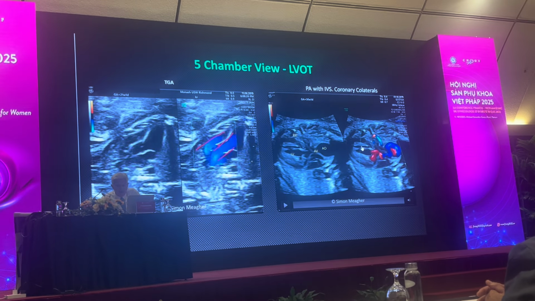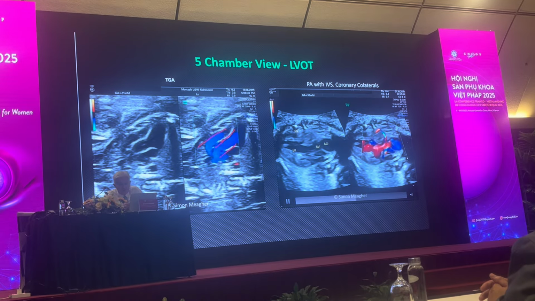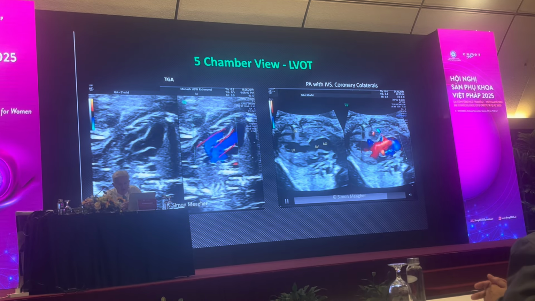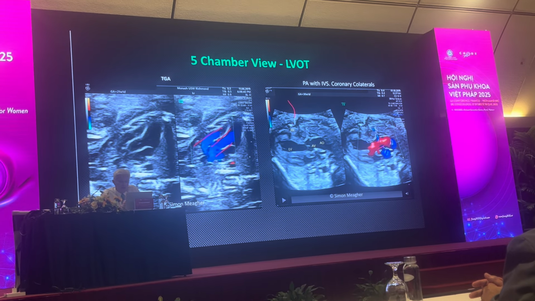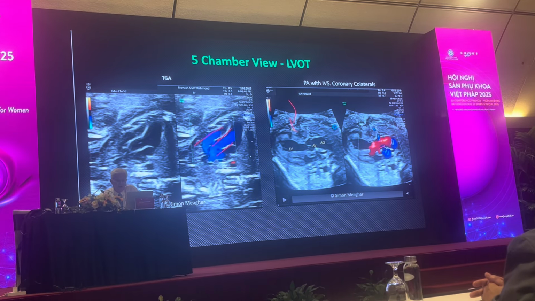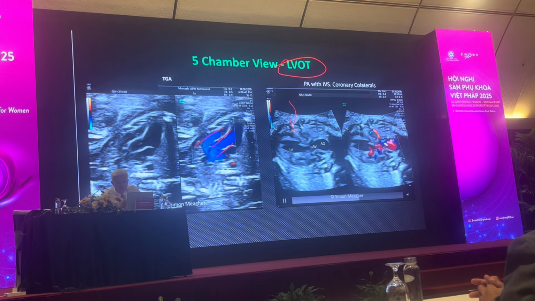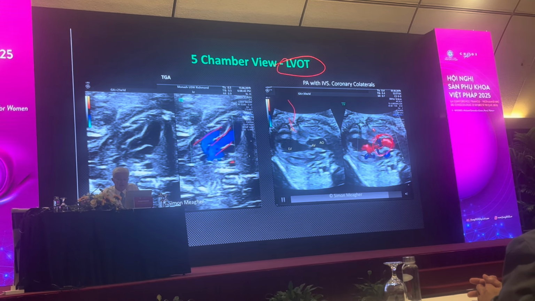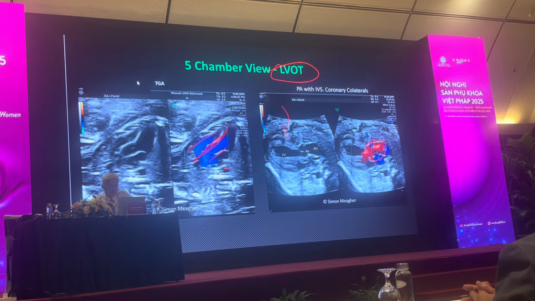And in this baby, when you look at the 5-chamber view, you can appreciate that there are vessels coming off the aorta, which are coronary artery collaterals. This is a baby who's got a hypoplastic right heart. But it's on the left ventricular outflow tract view that you can appreciate these vessels. It's in the left ventricular outflow tract view that you appreciate transposed great arteries.